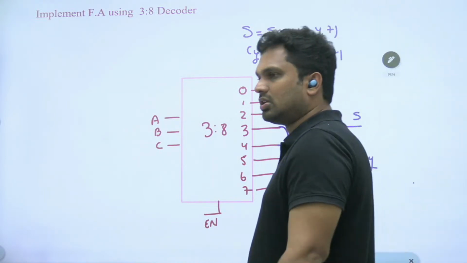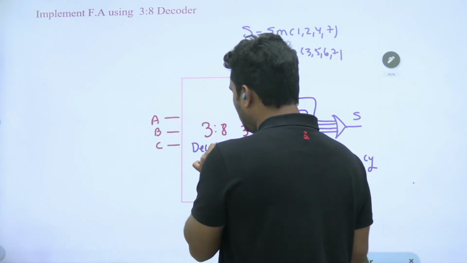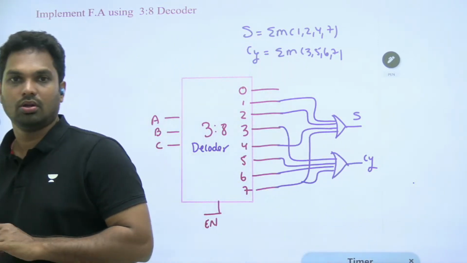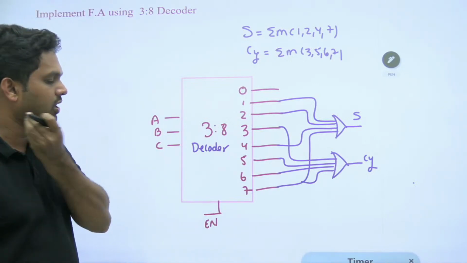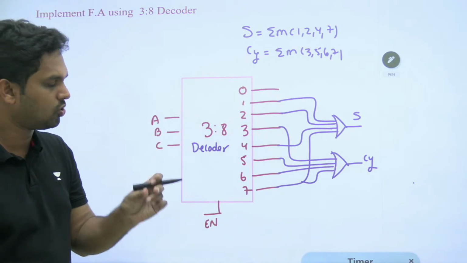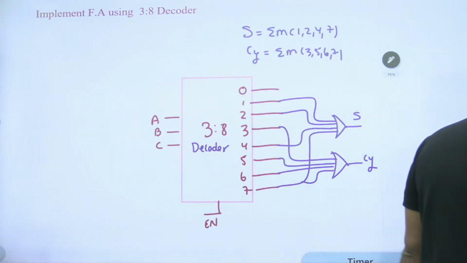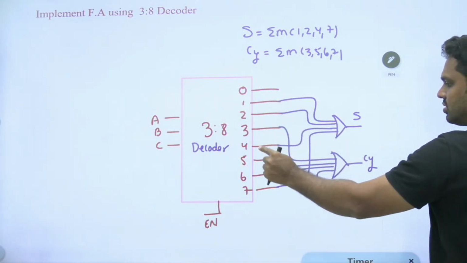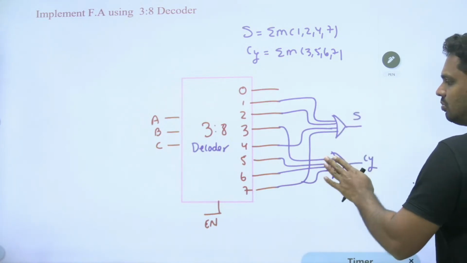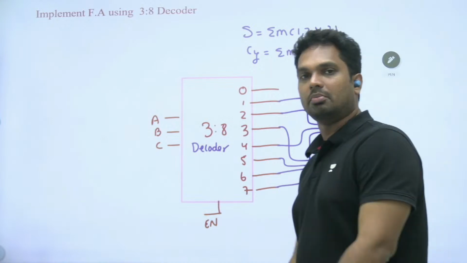So you can use the same decoder to implement more than one function also. For a Mux, it is not possible to implement more than one function, but here you may require extra OR gates, but you can implement more than one function using one particular decoder by using extra OR gates. So what is the meaning of this OR gate? When input is 1, 2, 4, 7, output will be 1. When the input is 3, 5, 6, 7, output will be 1. That's why OR gate is taken. Sum of the min terms.